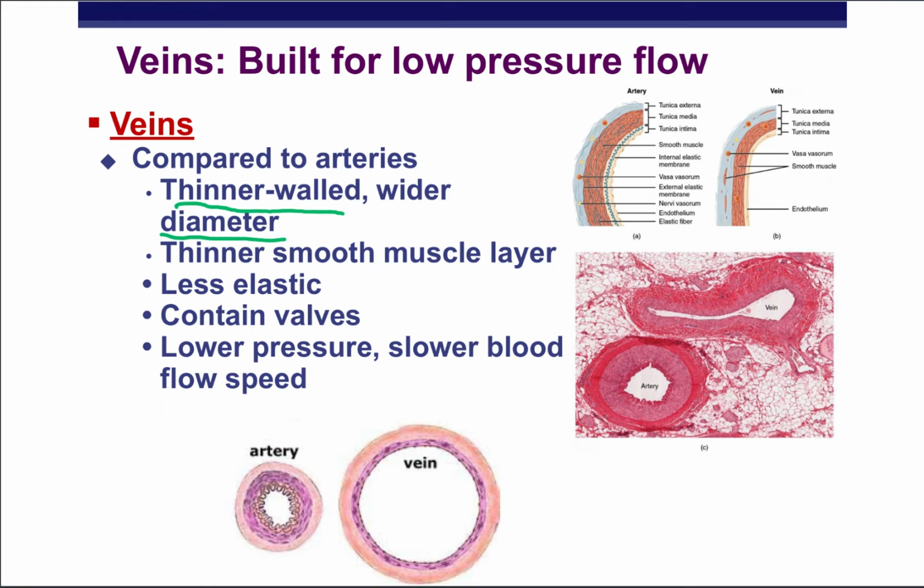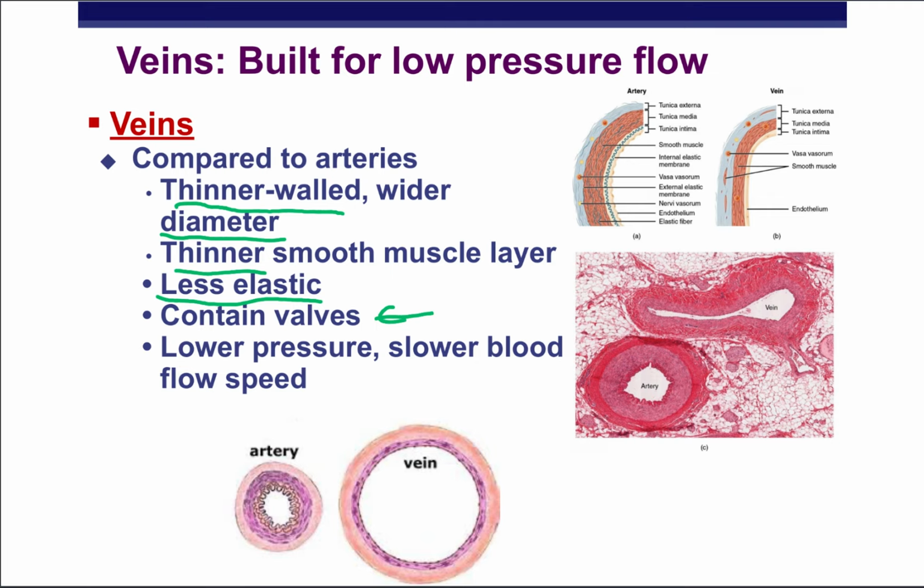Now, it still has the same layers as the artery, except those layers aren't as dynamic. The muscle layer in particular has much less muscle and also much less elastic tissue. But to maintain the flow, because they don't have as much pressure going through them, they're going to have those valves.